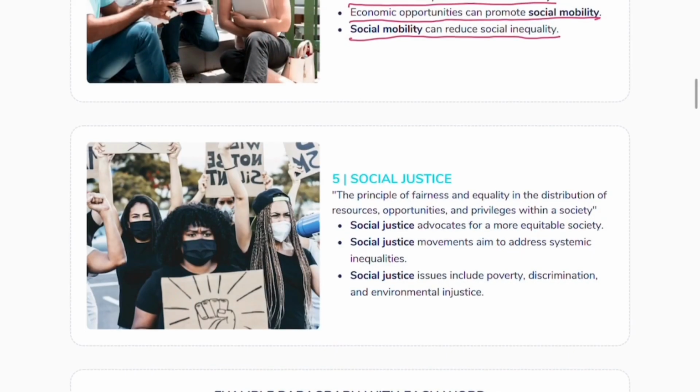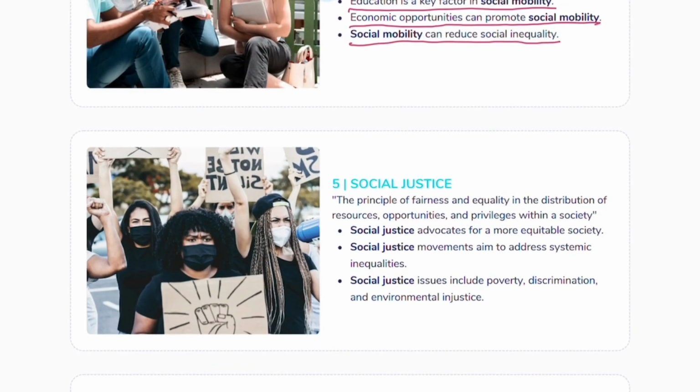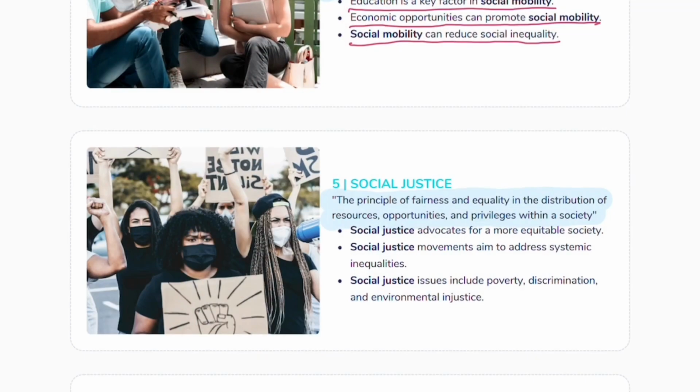So let's dive deeper into the term social justice. So social justice just refers to the principle of fairness and equality in the distribution of resources, opportunities, and privileges within a society. Again, the principle of fairness and equality, not based on your color, your race. Everyone gets the same. Everyone is treated fairly. Again, social justice.